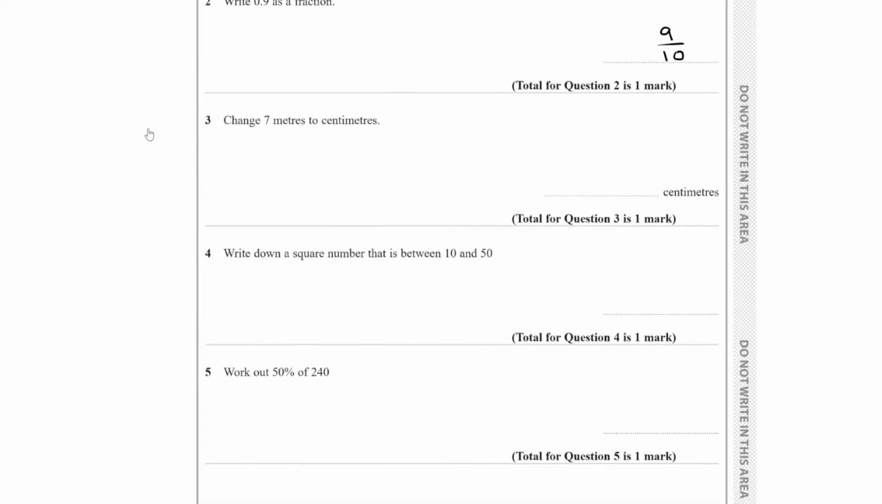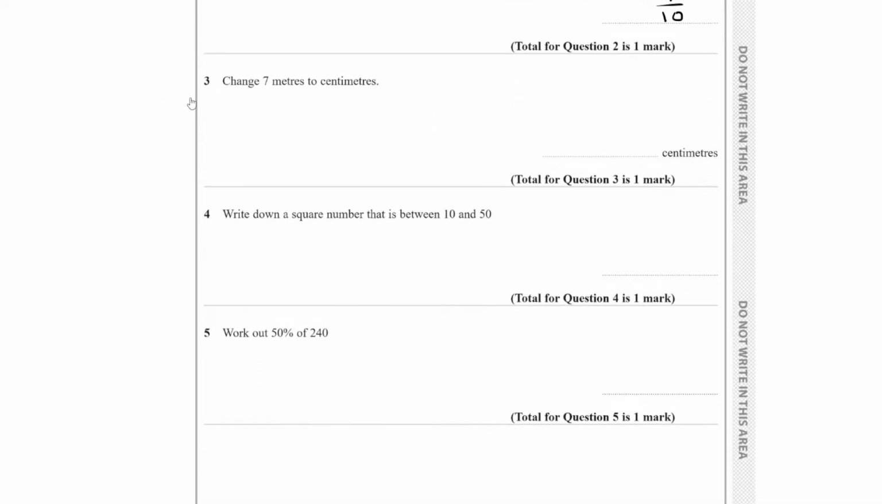So let's scroll down a bit. Question 3, change 7 meters to centimeters. So we should know that there are 100 centimeters in every meter. So if we've got 7 meters, then that would be just 7 times 100, wouldn't it? You don't need to write any working out. I'm just showing you in more detail. So it should be 700 centimeters.